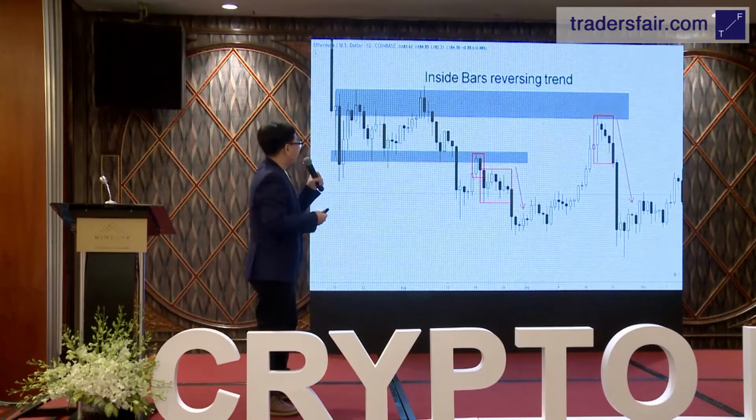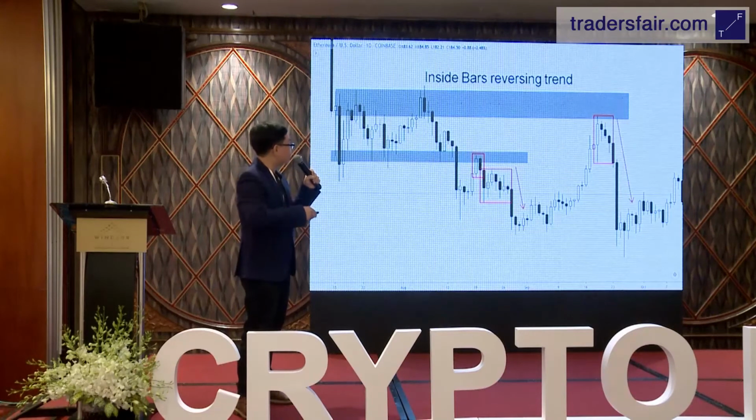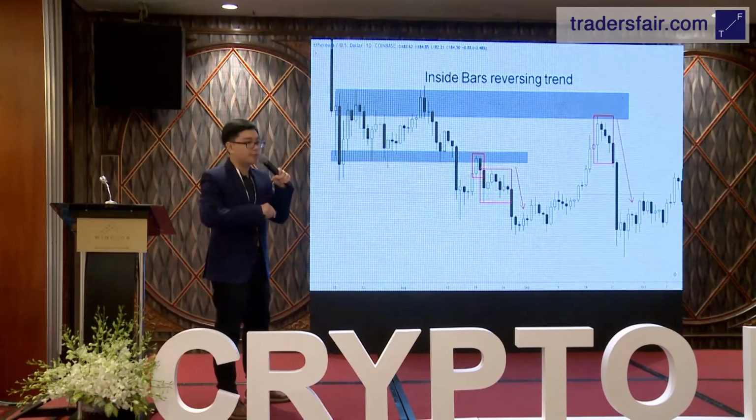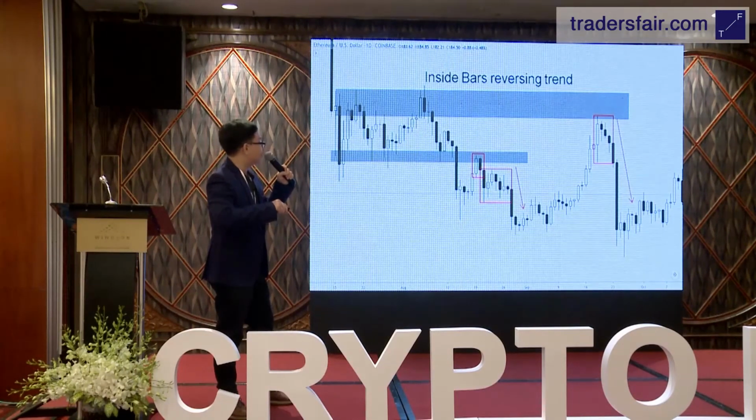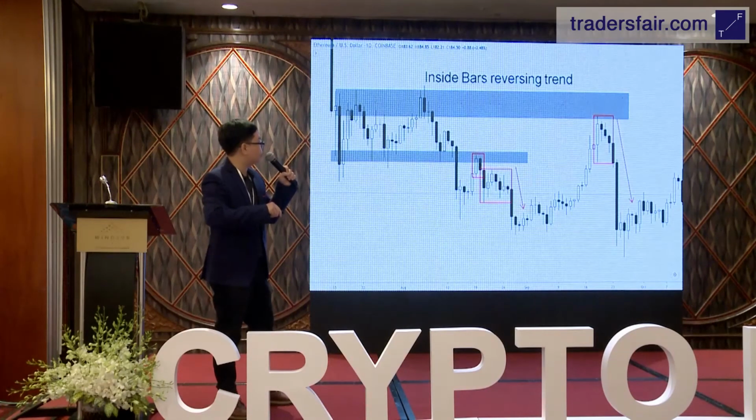Next is the inside bar reversing the trend. I have an example from Ethereum. One important condition for an inside bar to reverse the trend is that it has to form at an important support or resistance level. These are two very important resistance levels. You see that? Very important, very strong. This one used to be a support, but when it was broken down, it became a resistance. So with the two inside bars here, the three inside bars here, it happens right beneath the resistance level. We place our sell stop below here and the stop loss above here.